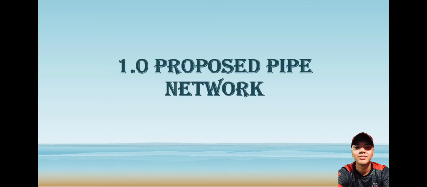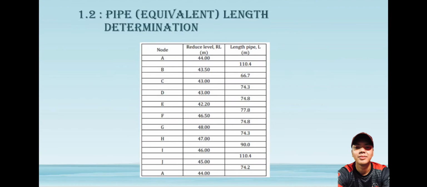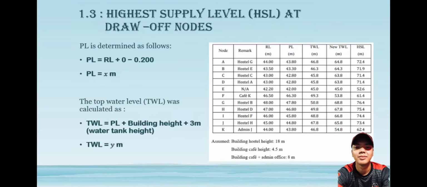Next, we will continue with the proposed pipe network. This is our proposed loop pipe layout. For pipe equivalent length determination, we neglect the presence of minor losses in the pipe network. For 1.3, the platform level is the reduced level plus 0 elevation. The value of 0.2 is the depth of the pipe buried at the underwater level of 200 mm.